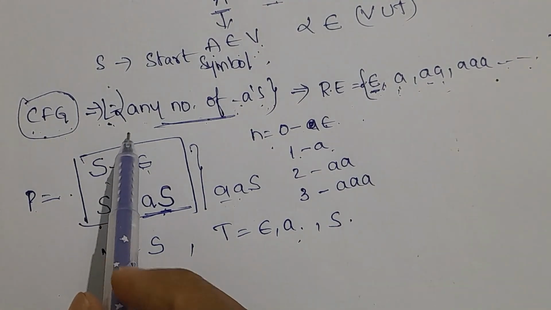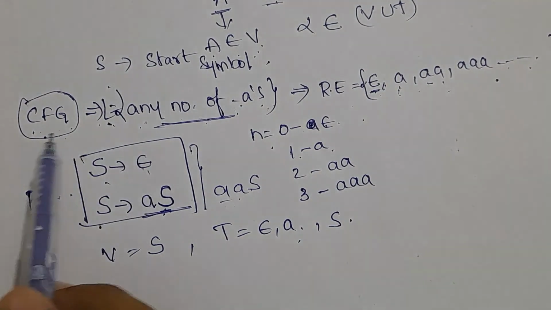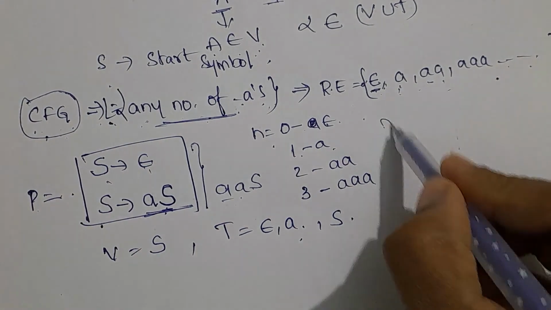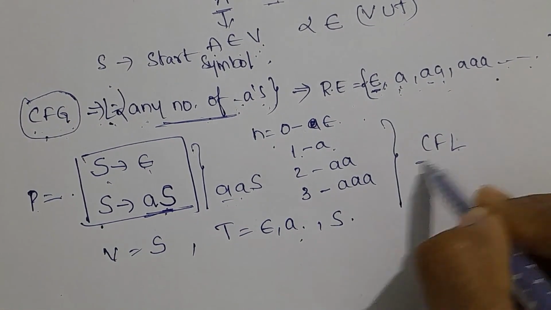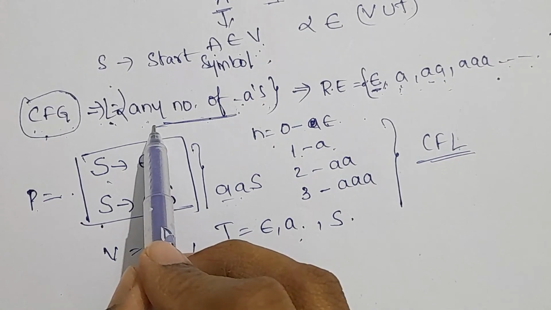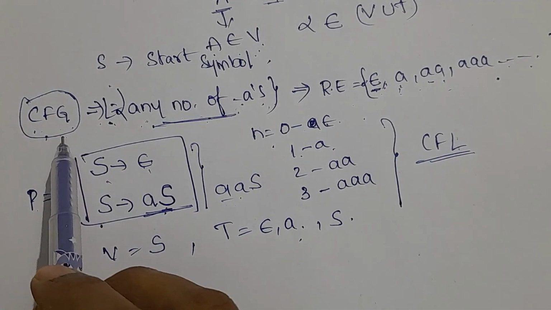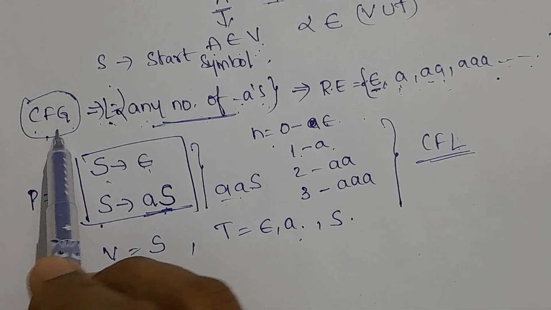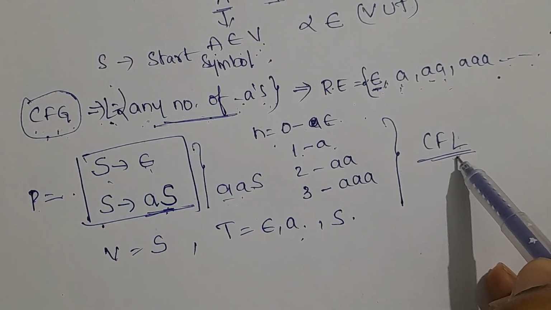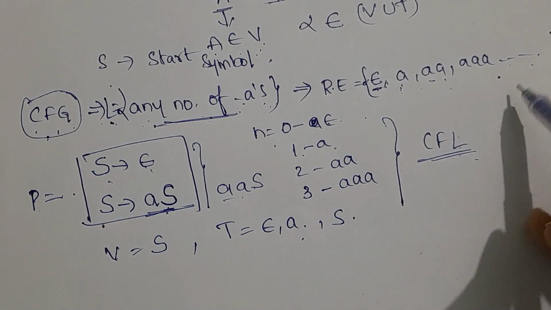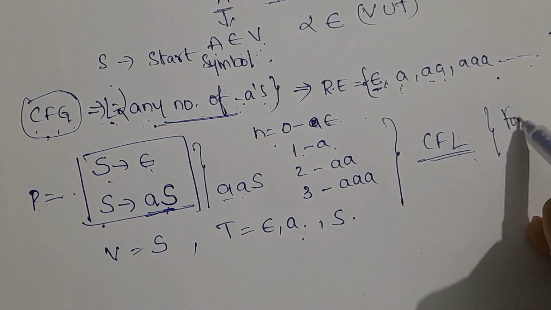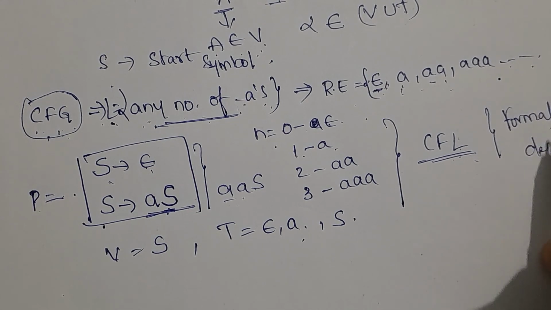Any language which is accepted by a context-free grammar, you can call a context-free language. Any language generated by a context-free grammar is called a context-free language. This is the formal definition of CFG.